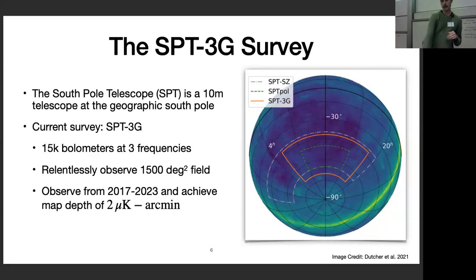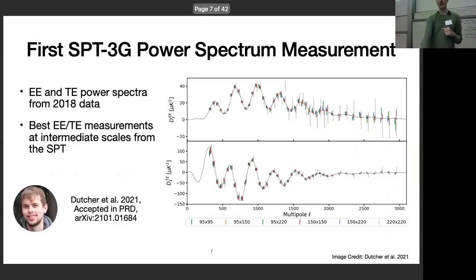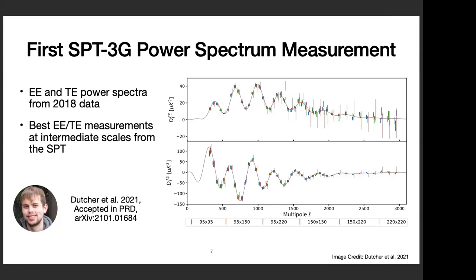So even though we started kind of recently and still have a few years of the survey to go, we've already analyzed our 2018 data. And this alone is rich in cosmological information. And we're really proud to publish our first power spectrum analysis at the start of the year. Now, this is an EE and TE power spectrum analysis. So calling back to what I said earlier, it's the E-mode polarization autocorrelation spectrum and the temperature E-mode cross-correlation spectrum.